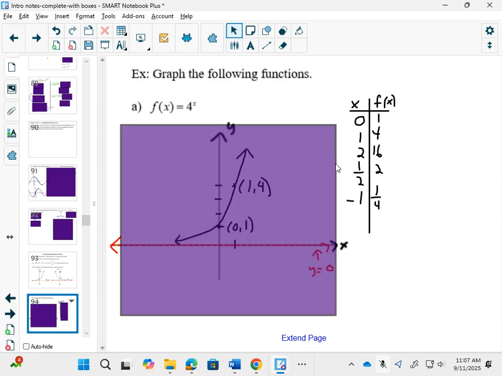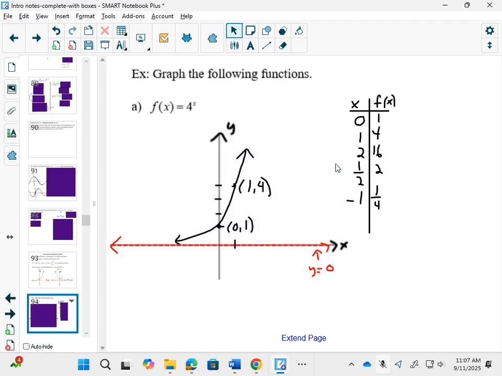I can plot a couple key points. Like I would probably do 0, 1, and it's really easy to plug in 1 for x, 1, 4. Have my asymptote. Some things won't show up on a table of values, like you never get an asymptote showing up on the table of values. You just start to see it once you do more and more numbers.